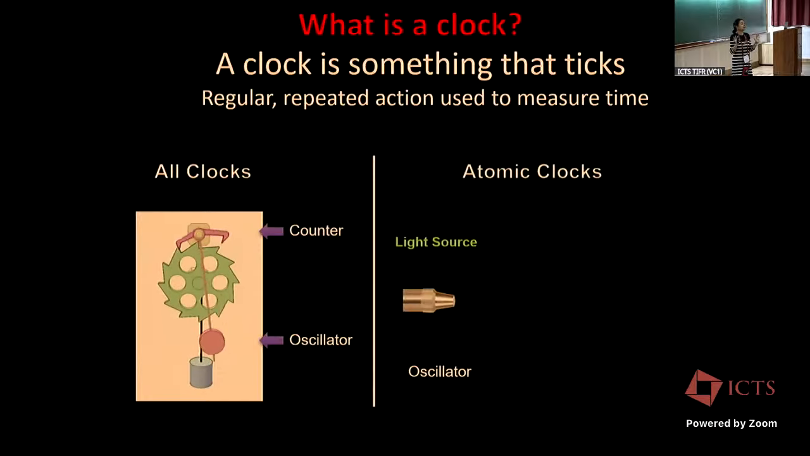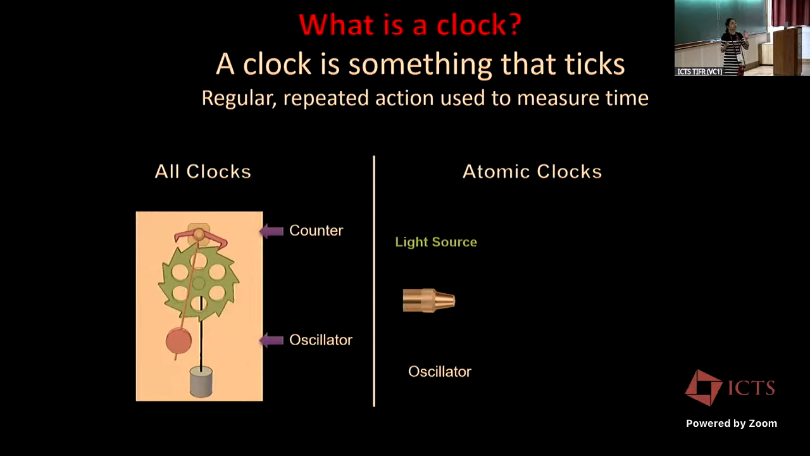Let's start discussing clocks in general. We know that a clock is something that ticks in a regular, repeated manner, and we use it to measure time. What is important is that all clocks have two very basic ingredients: the oscillator, which is what ticks, and a counter, an object that allows us to count the number of oscillations and with that keep track of time. In the case of atomic clocks, there is no difference.